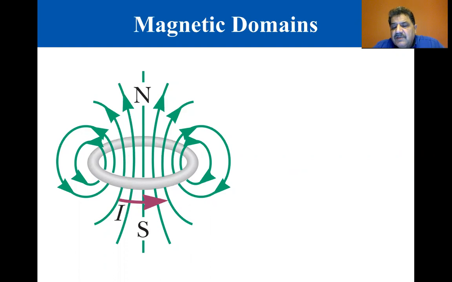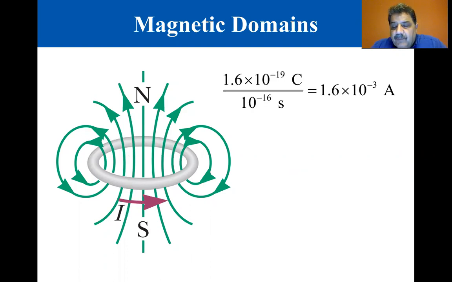If we divide the electric charge by its time interval, we see that the orbiting electron is equivalent to a current of 1.6 times 10 to the minus 3 amps. This magnitude current produces a magnetic field on the order of 20 Tesla at the center of the circular path. From this, we see that a very strong magnetic field would be produced if several of these atomic magnets could be aligned inside a material.